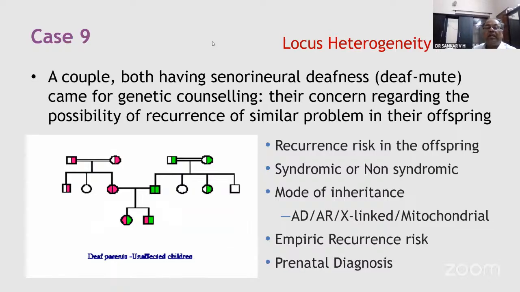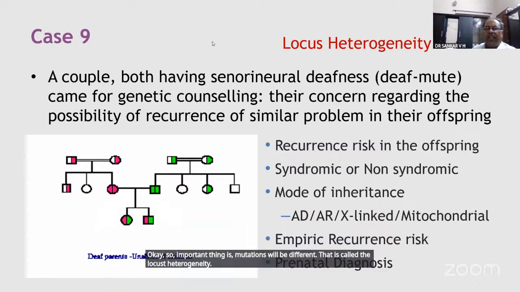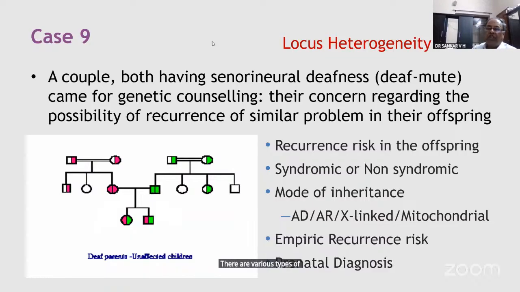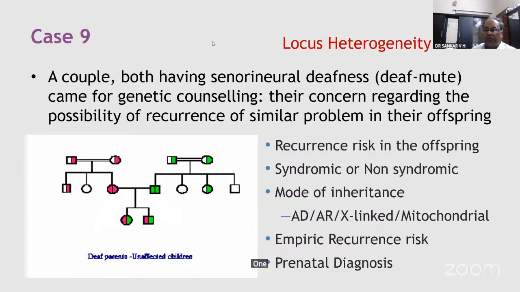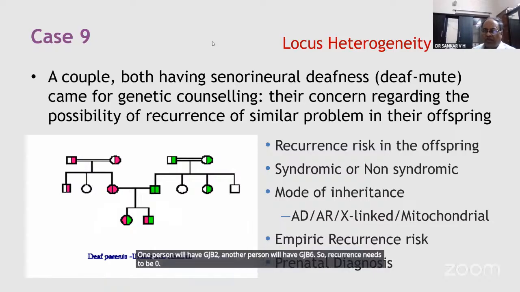Proband mutation. Okay. So the important thing is that mutations will be different. That is called locus heterogeneity. In deafness, there are various types of mutations. So even if both the parents are deaf, genetically they can have two different diseases. One person will have GJB2, another person will have GJB6. So recurrence will be 0 because both are autosomal recessive diseases.